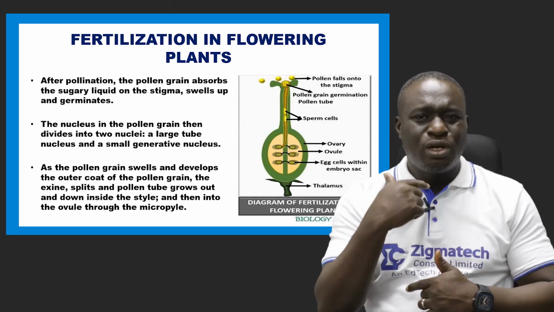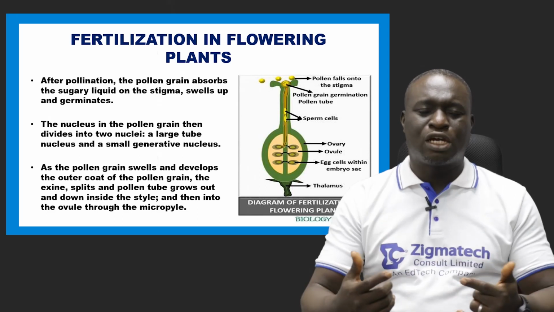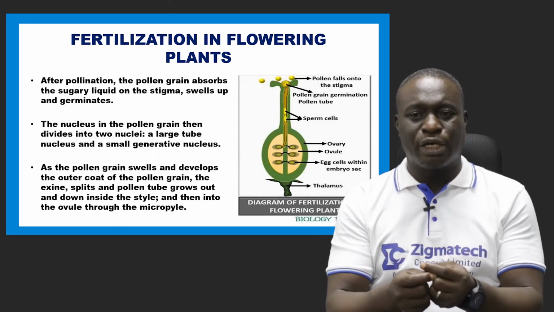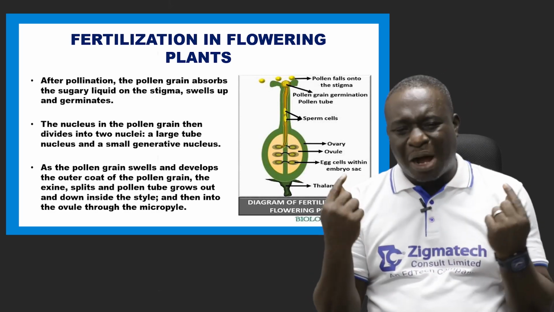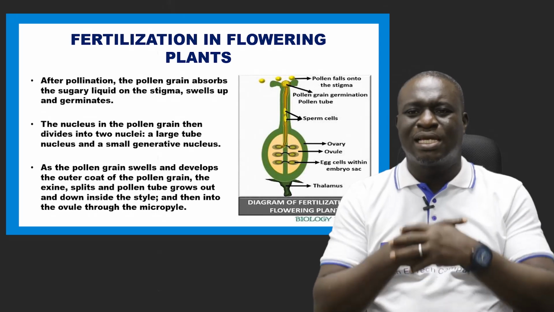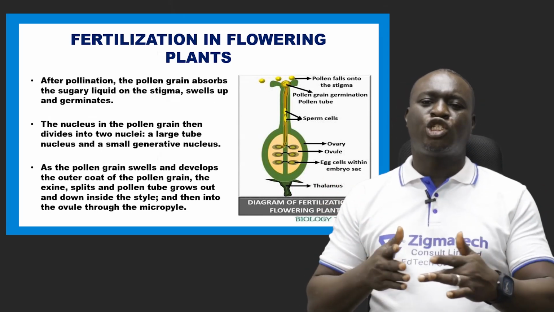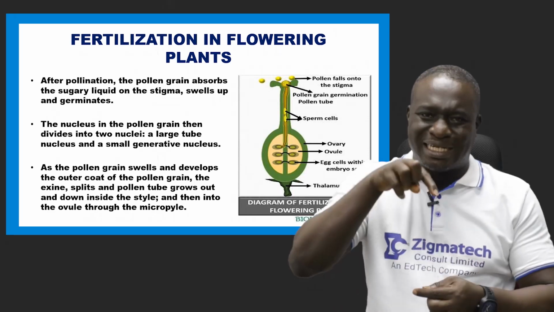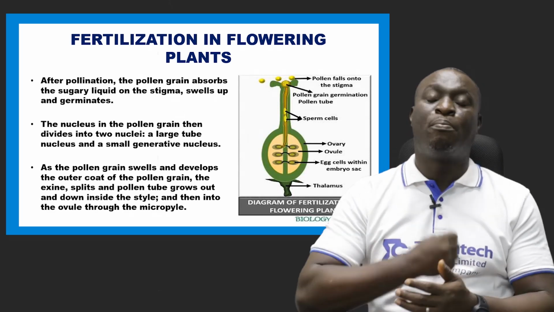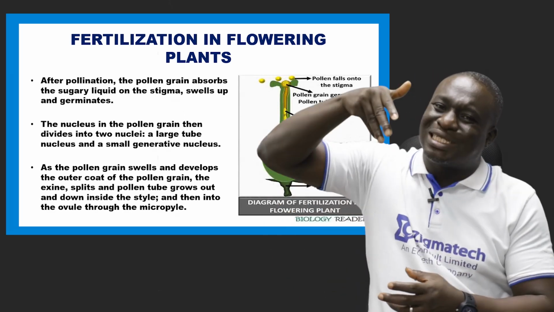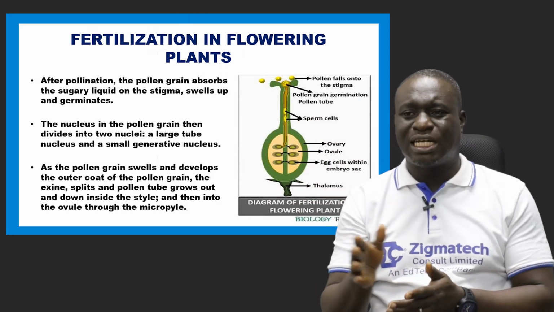As the pollen grain undergoes this swelling and germination because of the absorption of the sugary liquid, the exine, which is the outer membrane of the pollen grain, splits. Once it splits open, pollen tubes begin to grow out and down. It grows out from the pollen grain, and it grows down through the style, as you can see on the screen.